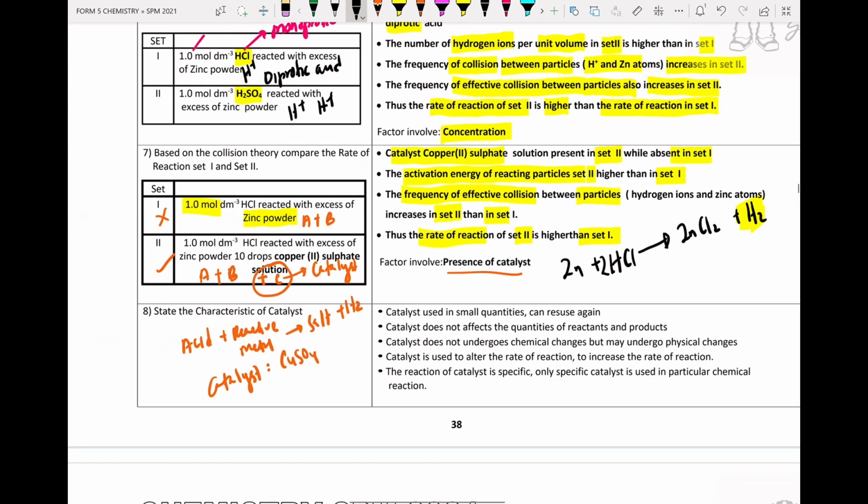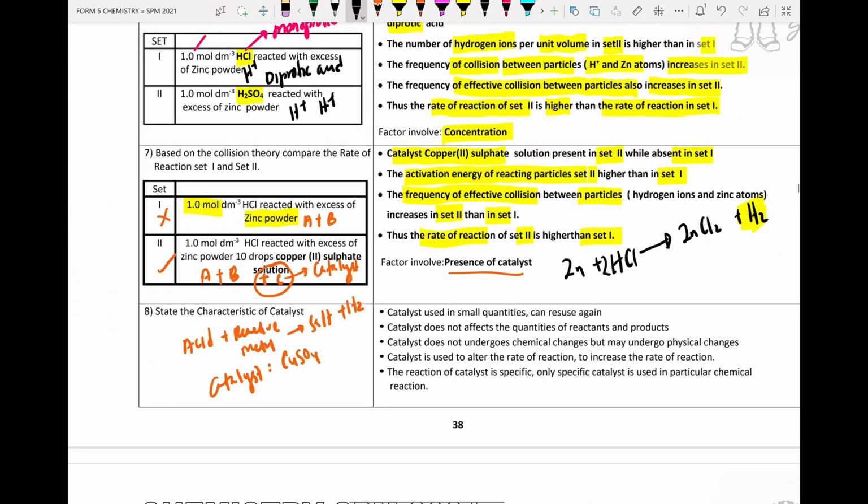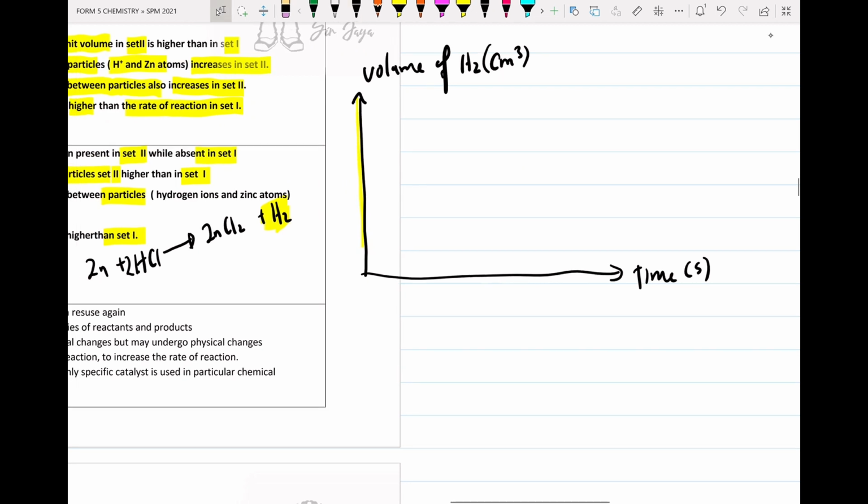So let's say the volume of these two sets is the same. So here which one, the graph will be steeper? Here will be steeper, here will be less steep. So what we draw, set 2. We try to sketch for set 2. Set 2, the rate of reaction will be higher.